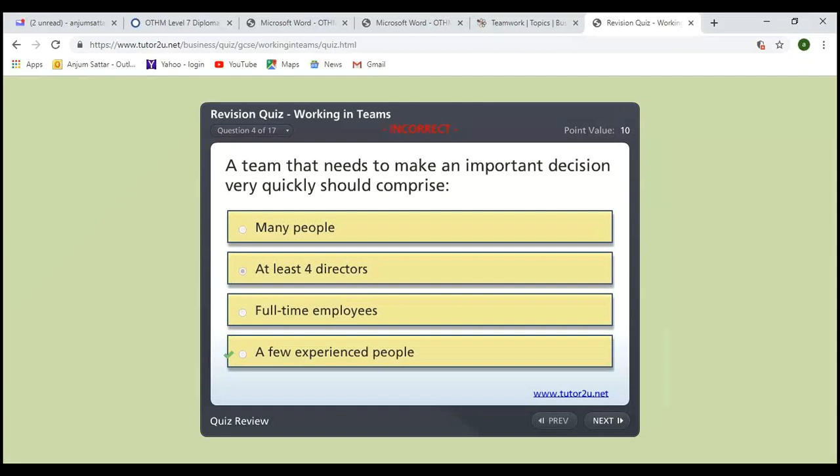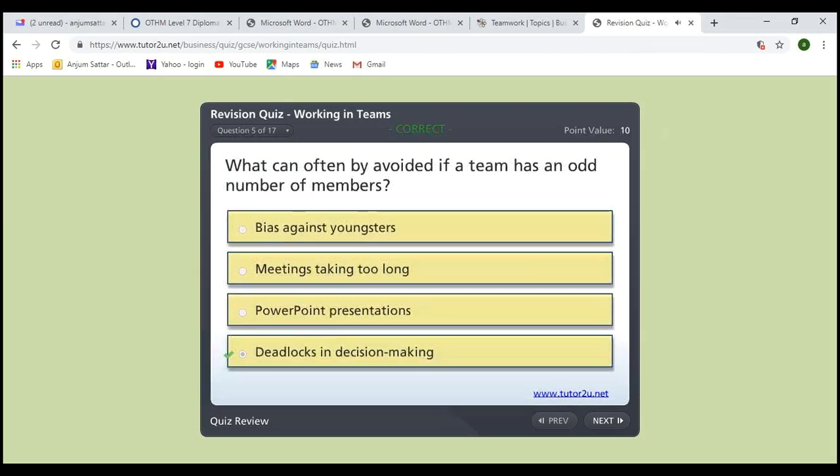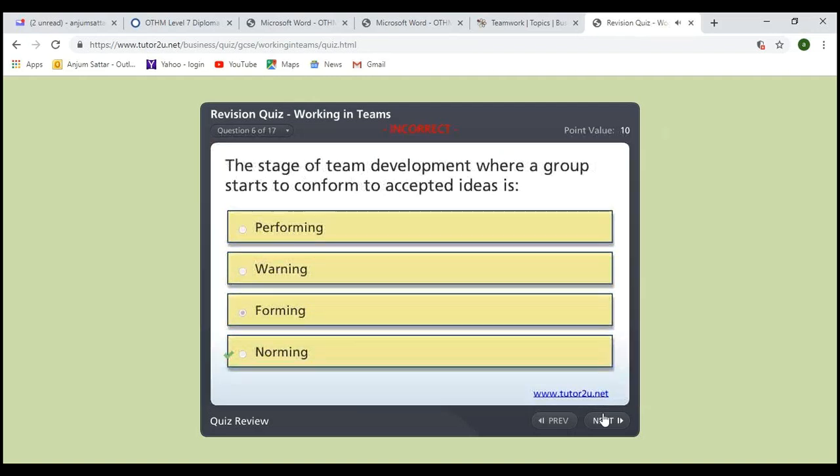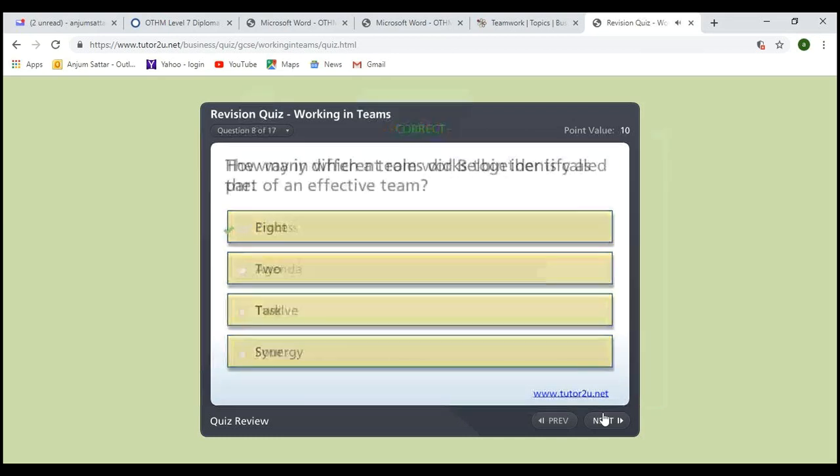Okay, next. If you explain people to me, D. Yes, because what is important is a few experienced people. Director, it's not a requirement at least for director. Director can be experienced people as well. Yes. Of course. What can often be avoided if the team has an odd number of members? Yes, we discussed. Well done. That was norming.